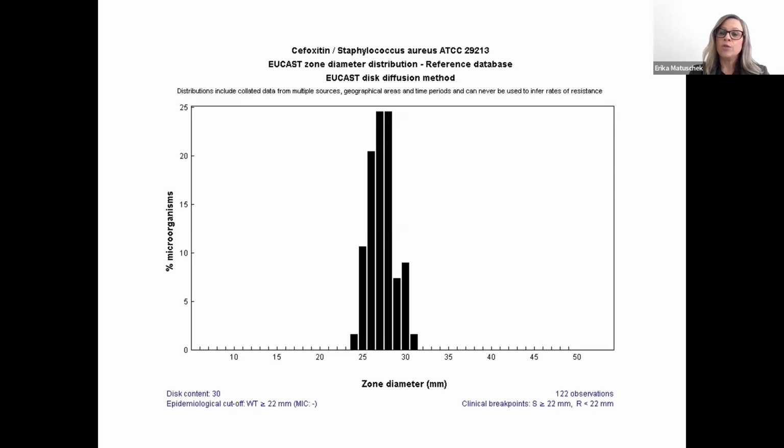But very similar to what we just saw for what happens when we test different clinical isolates, you can see that also when we test the QC strain repeatedly, we will get a normal distribution. So here we also have the highest bars in the middle, and then they get lower. So it's not perfect, but more or less it fits nicely with this blue curve.